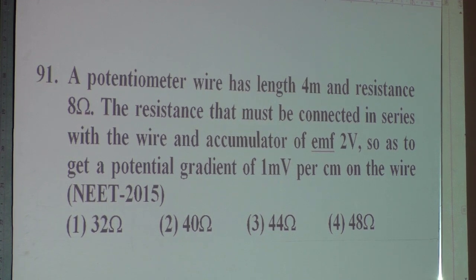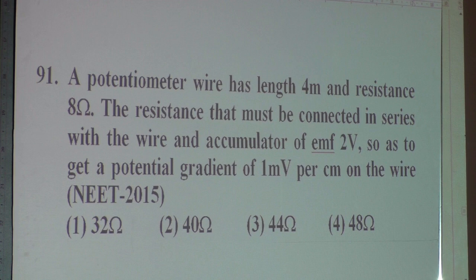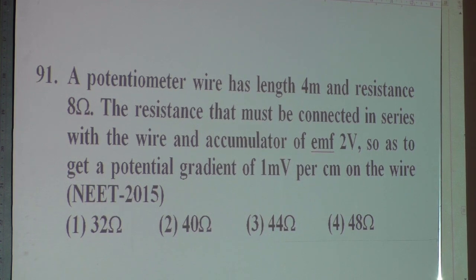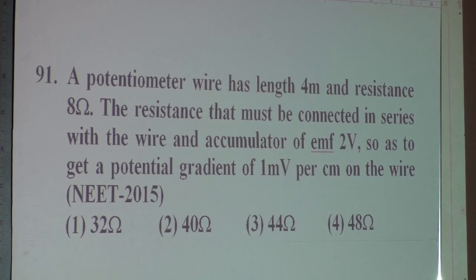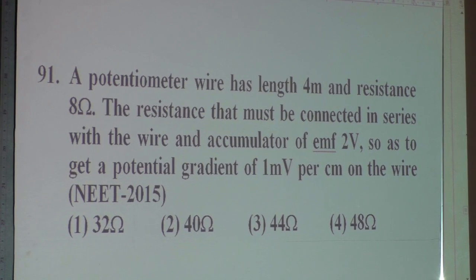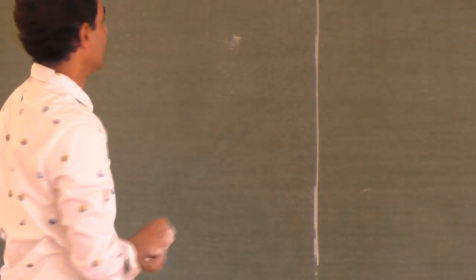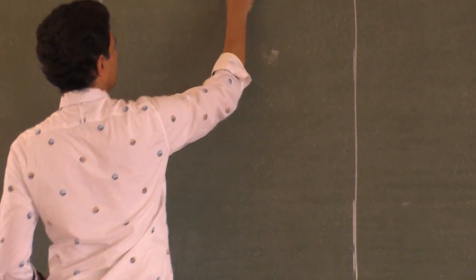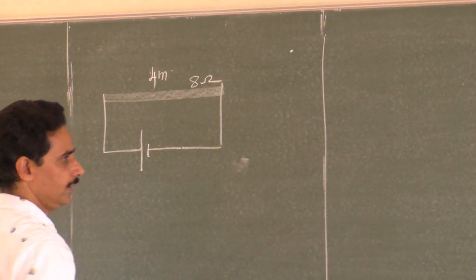What is the question now? A potentiometer wire has a length of 4 meters and its resistance is 8 ohm. Okay, a potentiometer wire like this has a length of 4 meters and it has a resistance of 8 ohm.